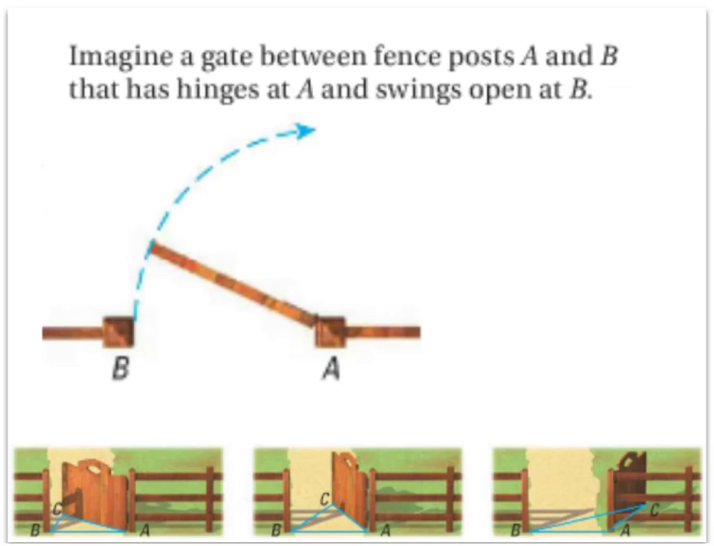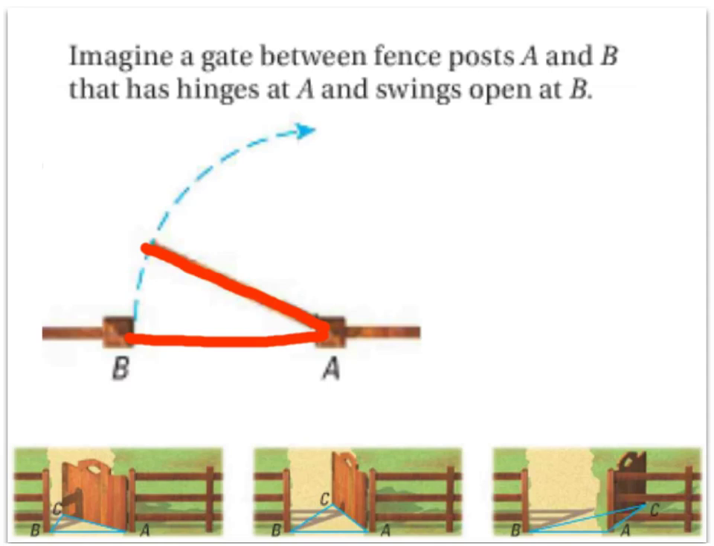Here's a bird's eye view of a gate, and this is just like your typical fence post A and B, and you've got your gate swinging open. Imagine this gate as the side of a triangle. It does not change, and the distance from B to A, another side of a triangle. Those two do not change.